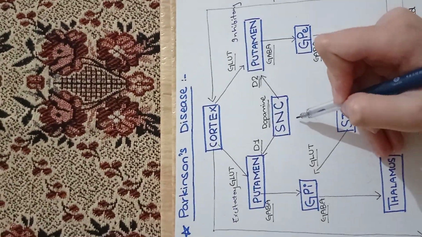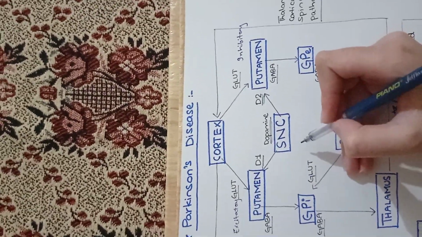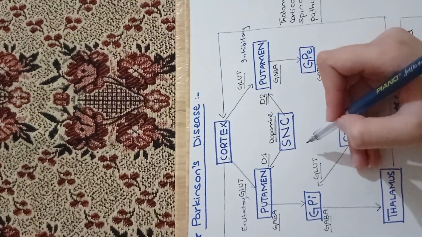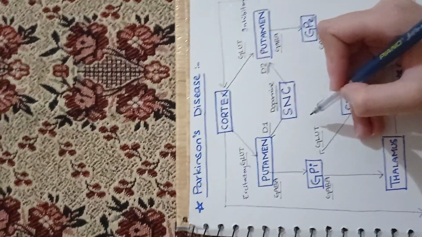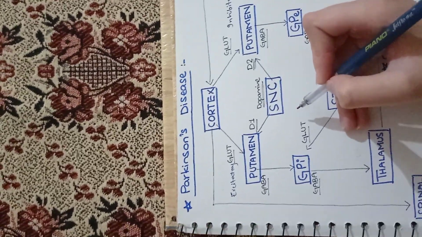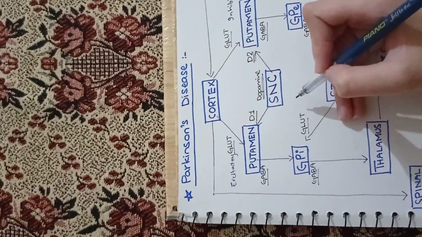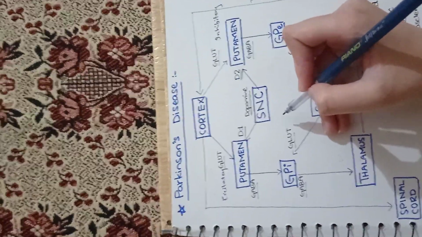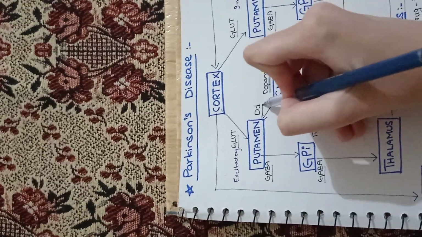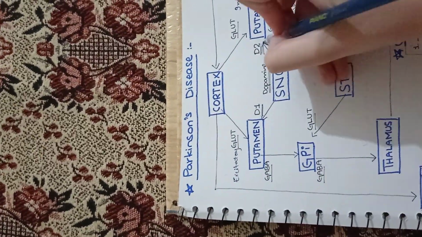This is our substantia nigra, the pars compacta of the substantia nigra. It has dopaminergic neurons. Now dopamine can act as an excitatory as well as an inhibitory neurotransmitter, depending upon the types of receptors to which it binds. There are two types of receptors, D1 and D2. The D1 receptors are excitatory, and the D2 receptors are inhibitory.